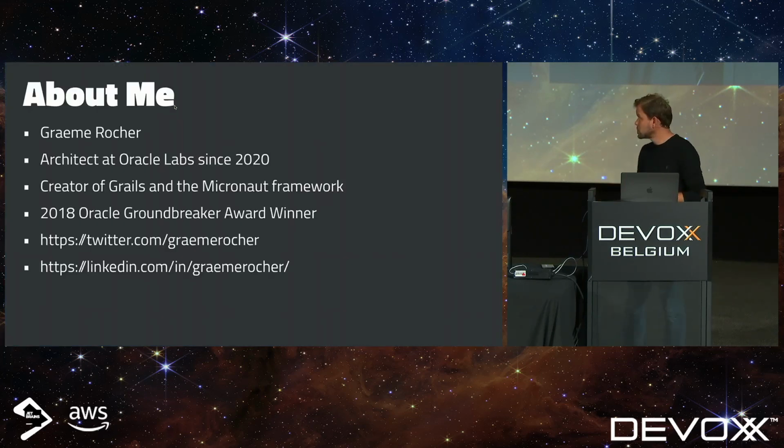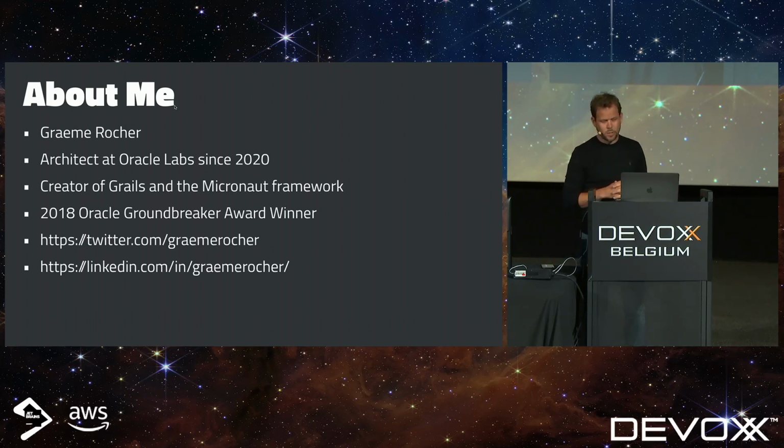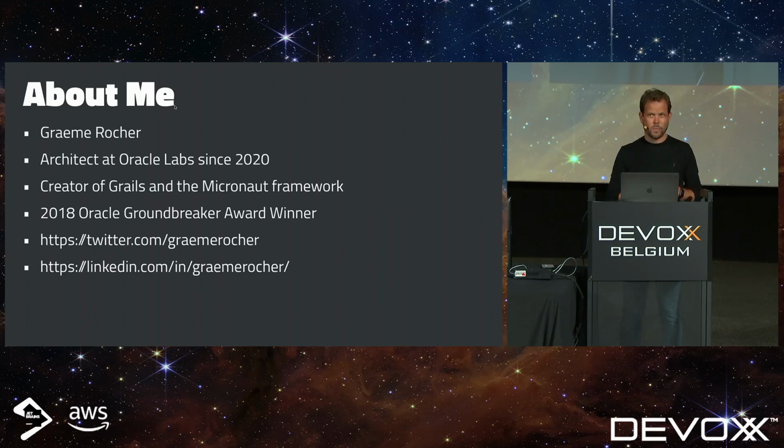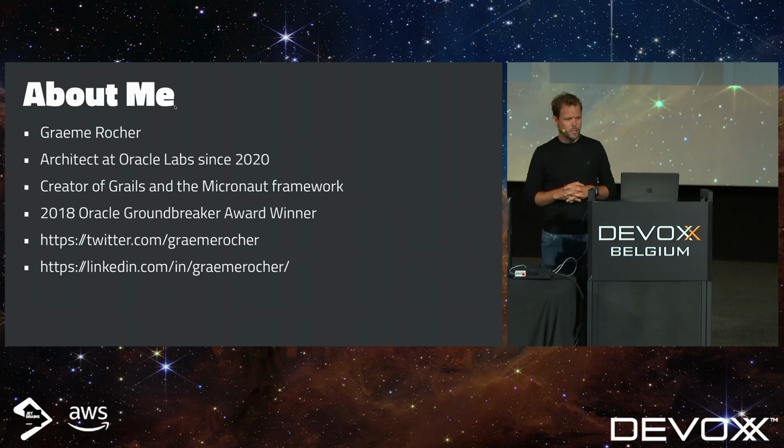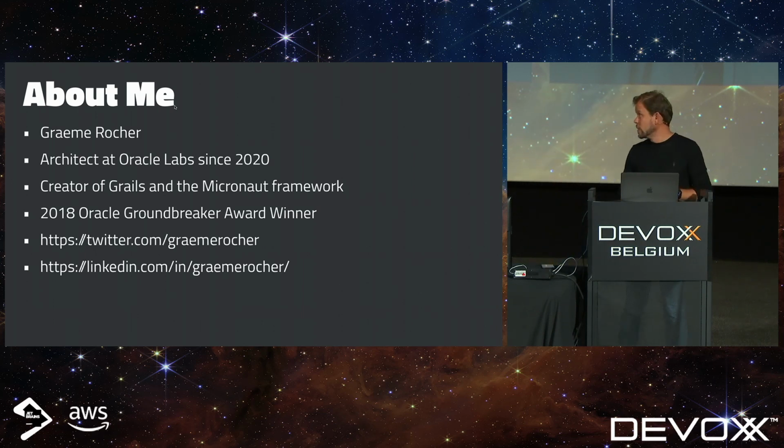For those of you who don't know me, my name is Graeme Rocher. I'm an architect at Oracle Labs since 2020. I have created a number of open source frameworks over the years. One of them you may have heard of called Grails, and more recently Micronaut. You can connect with me on social channels, Twitter, LinkedIn, GitHub, and follow what we do. I have been leading the Oracle Labs' contributions to Micronaut, and we have a significant team now where we contribute code on a daily basis and work on the roadmap for Micronaut and the future and invest in making the framework great for all you folks to enjoy.